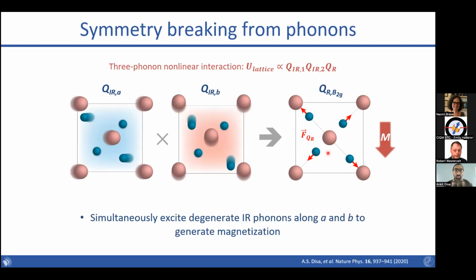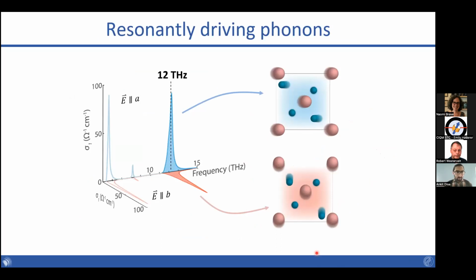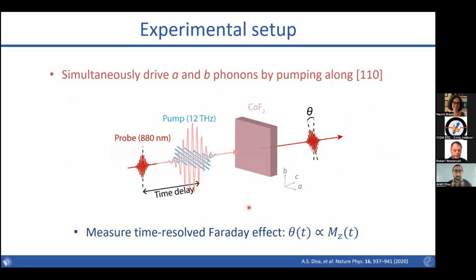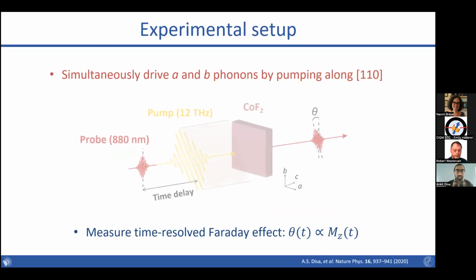So essentially, in the end, what we need to do to achieve this type of control with light is to simultaneously excite these two modes and create the desired crystal structural distortion. So here I'm showing you the vibrational spectrum of cobalt fluoride. The two modes that we're interested in have a frequency of 12 terahertz. So what we need to do is just have an experiment where we use essentially a terahertz pulse resonant with 12 terahertz. And if we have 2 terahertz pulses, one along a and b, we can simultaneously drive these two phonons. Luckily, we actually don't need 2 pulses because that can be quite difficult. Pumping along the a and b axis simultaneously is equivalent to just driving along the 110 direction. So that's actually what we do in practice.